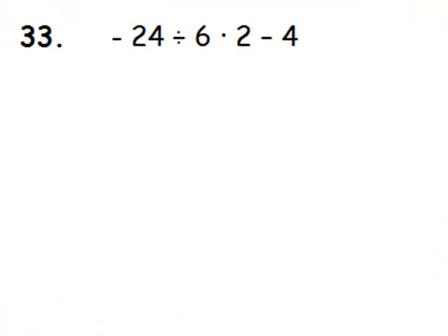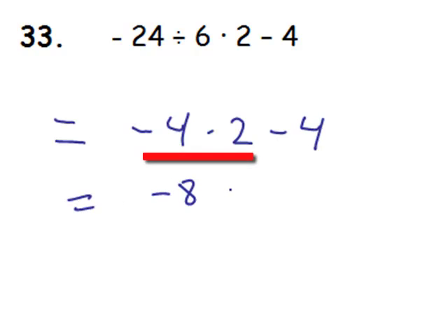Number 33, more order of operations. When we have multiplication and division together like this, we work from left to right because they have the same rank. So I'm going to divide first and get negative 4. That's negative 24 divided by 6 is negative 4. Times the 2 that's still there and minus 4. Negative 4 times 2 is negative 8 minus 4. And end result, negative 12.